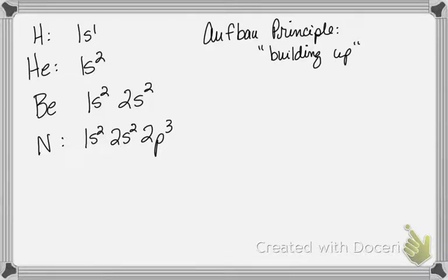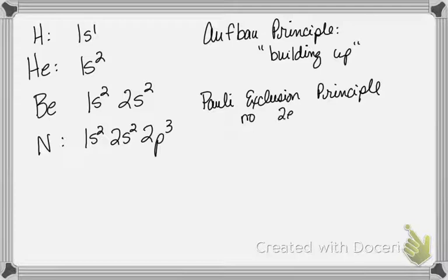The other principle that we're using is the Pauli exclusion principle. It has some words to it, okay? Pauli exclusion principle, you can look it up in your book. It says that no 2 electrons can have the same 4 quantum numbers.